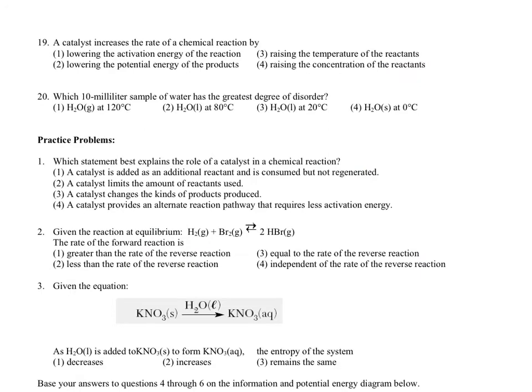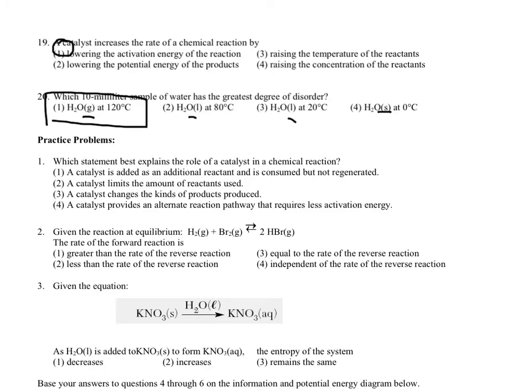Question number 19 is again reviewing how a catalyst works by lowering activation energy. The next question wanted to know which sample of water has the greatest disorder. When we look at the water, they have different temperatures and different phases. So here we have a gas, two liquids, and a solid. Recall that the greatest disorder would be in the gases that have no definite volume and no definite shape. Now let's move on to the practice question.